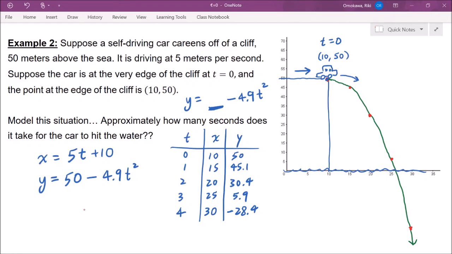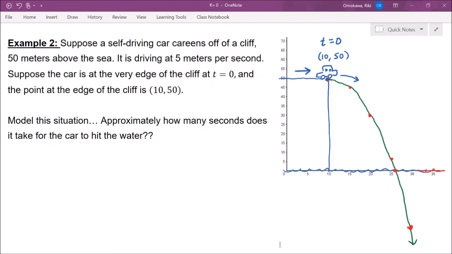Now, it says approximately how many seconds does it take for the car to hit the water? So here's where it hits the water, right? And notice that we have 2 points, one at t equals 3 seconds, one at 4 seconds, where at 3 seconds it was positive 5.9 was the y value, so it was above the water. But then at 4 seconds, we got this point, and the y value is negative 28, so it's below the water. So that tells you, okay, this car hit the water sometime between 3 and 4 seconds, right? So 3 point something seconds. So note the significance of the positive and negative y values in the context of this water, right?